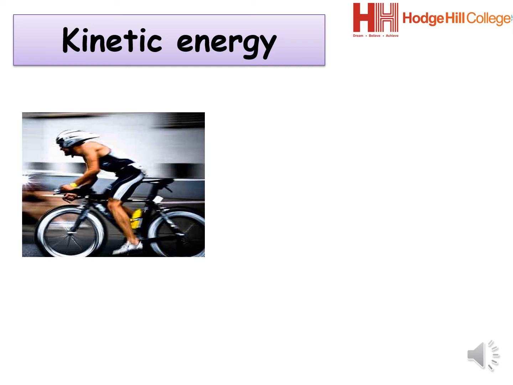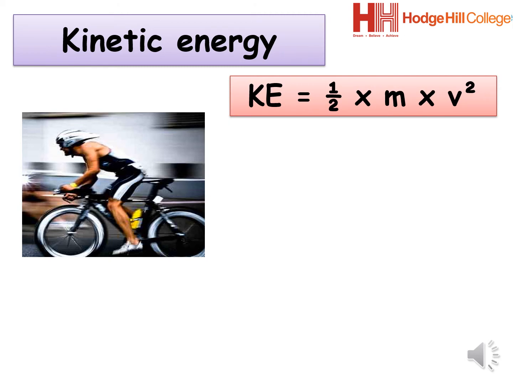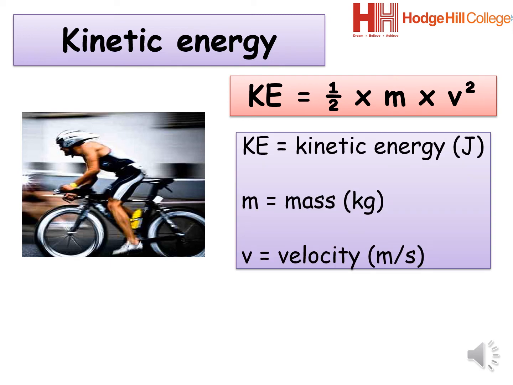Okay, so the second part is looking at how we calculate kinetic energy. Kinetic energy, given the symbol KE, we calculate with a simple calculation of half, or 0.5, multiplied by m multiplied by v squared. Now m again stands for mass, and it's given the unit kg, kilograms. Velocity is given the symbol v, and we measure that in meters per second. v squared just means v times v. So if velocity is 6, v squared would be 6 times 6.